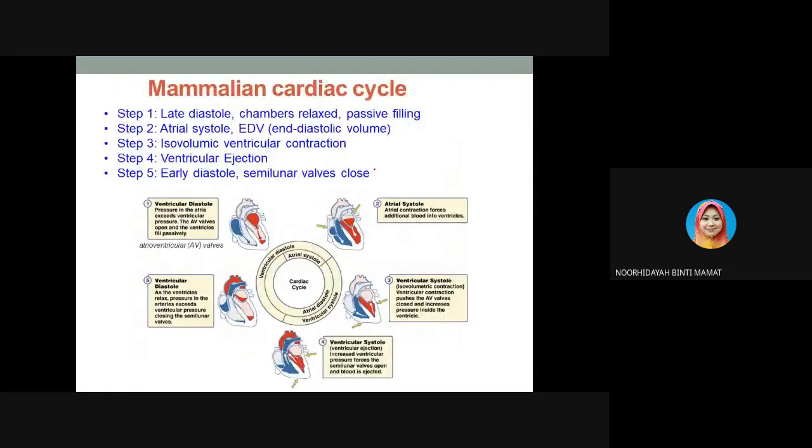So this is the mammalian cardiac cycle. So these are the steps of how the cardiac cycle works. Okay, so you can read it after this. Okay, they already state that this is step one. Okay, step two, step three, step four, and step five, from the ventricular diastole again to the ventricular diastole. Okay, so this is the cycle. Okay, you can read it after this.